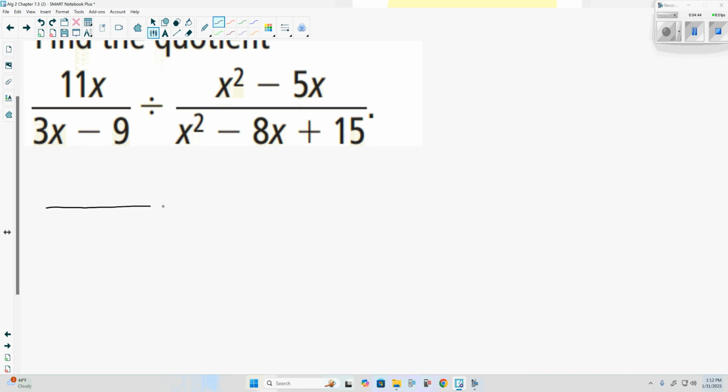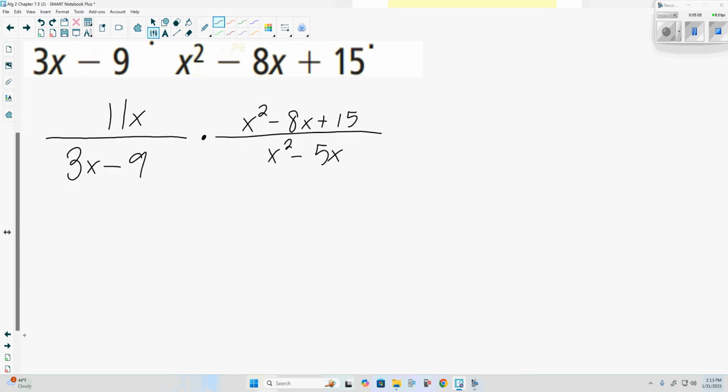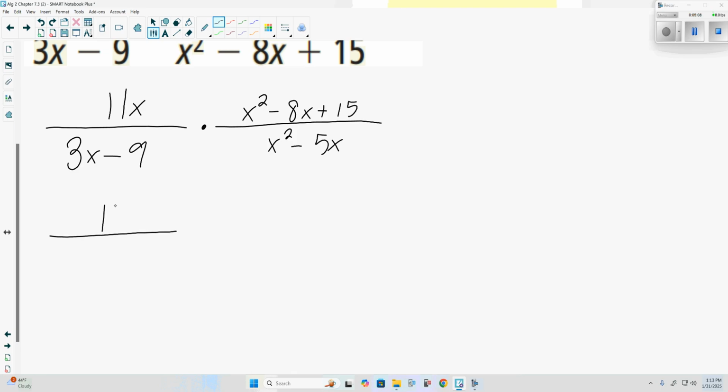Find the quotient. And again, with dividing these rational expressions, we keep the first one the same. Change it from division to multiplication and flip. Keep, change, flip. 11 is simplified, so it does stay. 3 goes into 3x and 9, so we can factor it out, giving us x minus 3.